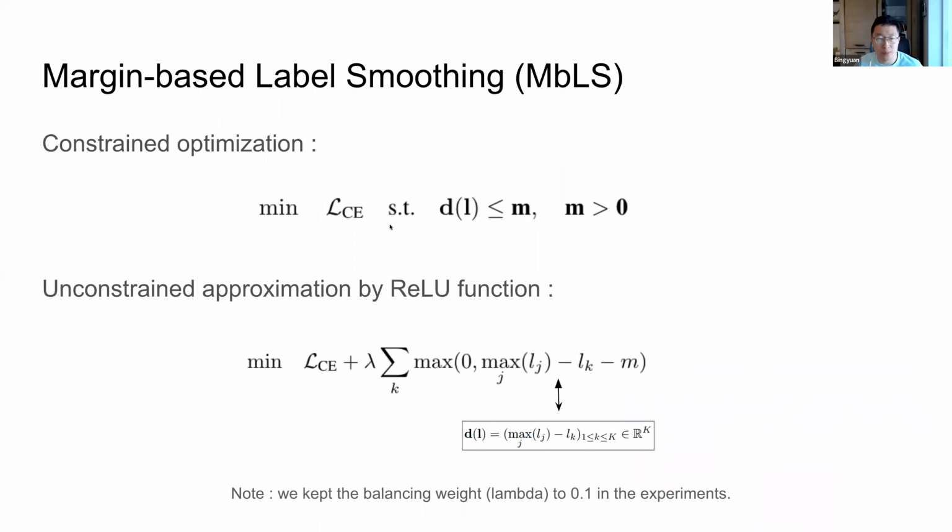So here is the formulation of our method. It's very simple. We just add an inequality constraint alongside the cross entropy. Because it's not very straightforward to solve this constrained optimization in deep learning, we further use the soft penalty method with the ReLU function. We transfer this constraint into a ReLU penalty, and we also introduce a balancing weight between the two terms. In all our experiments, we keep the balancing weight at 0.1. So we just need to tune the margin M, and this way we guarantee the same hyperparameter budget as all the previous losses, like label smoothing or focal loss.